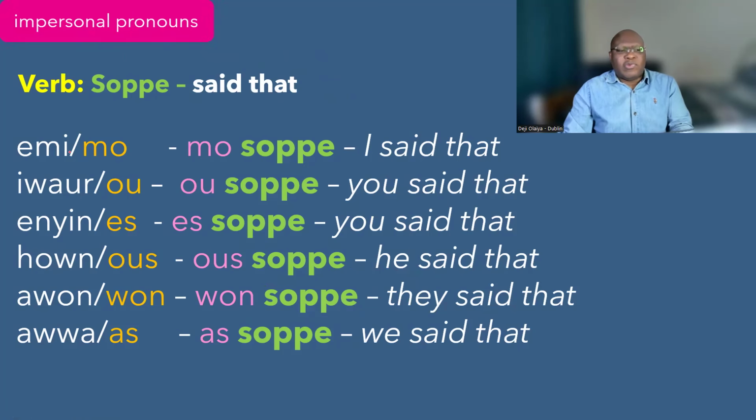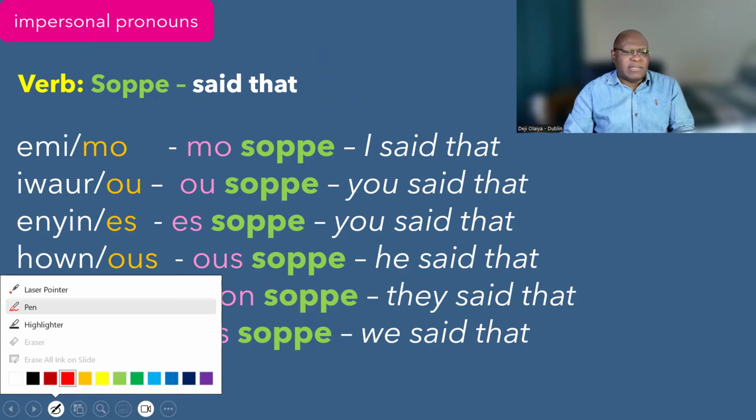So now, if we want to say, let's use the verb sọ pé. Sọ pé means say that, to say something, to say I said that. So if you want to say I said something, you use the word sọ pé, but you use it with the impersonal pronoun, which is mo. You can see it there, mo. So you can say mo sọ pé. I said that. Mo sọ pé.